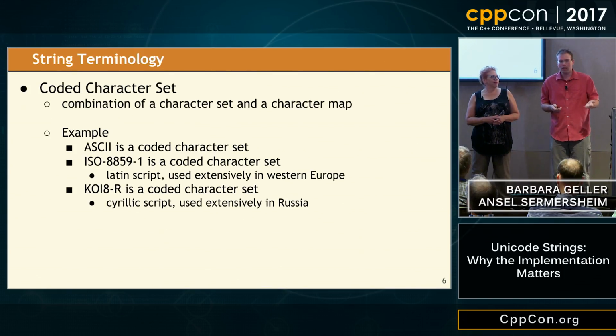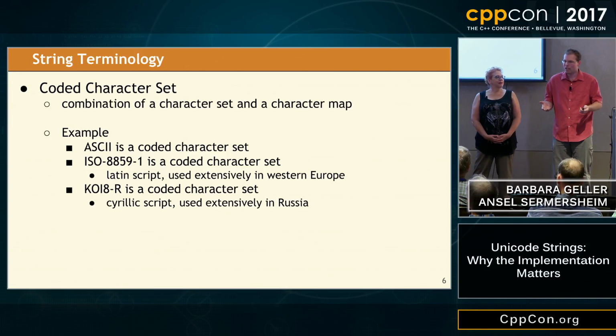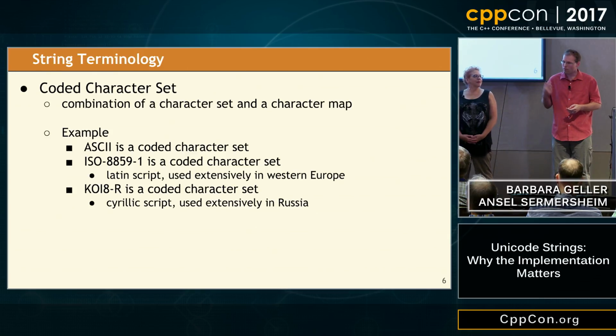When you combine a character set and a character map, you get what's referred to as a coded character set. This is a defined set of symbols and the values associated with them. And one of the most common ones that nearly every programmer will be familiar with is ASCII. It's a coded character set. There are many others that have been used throughout various computing endeavors. Things like ISO 8859-1, which is very common on the Windows platform, or ones like KOI8-R, which is common in Russia. There are literally thousands of coded character sets in use.